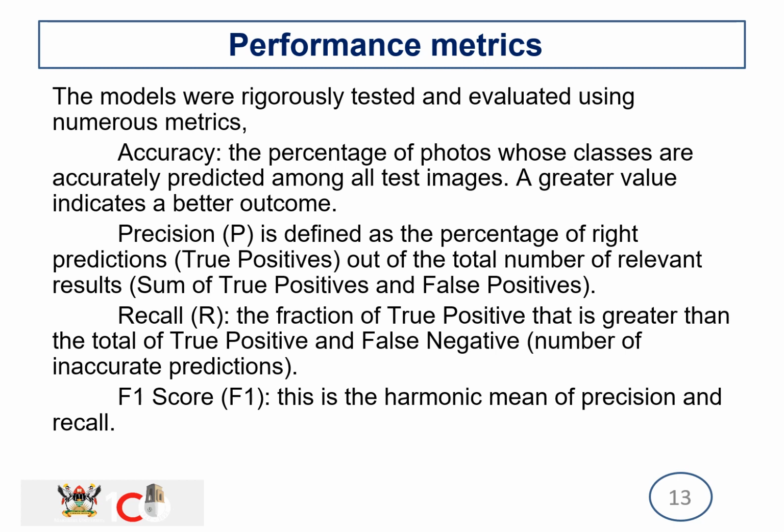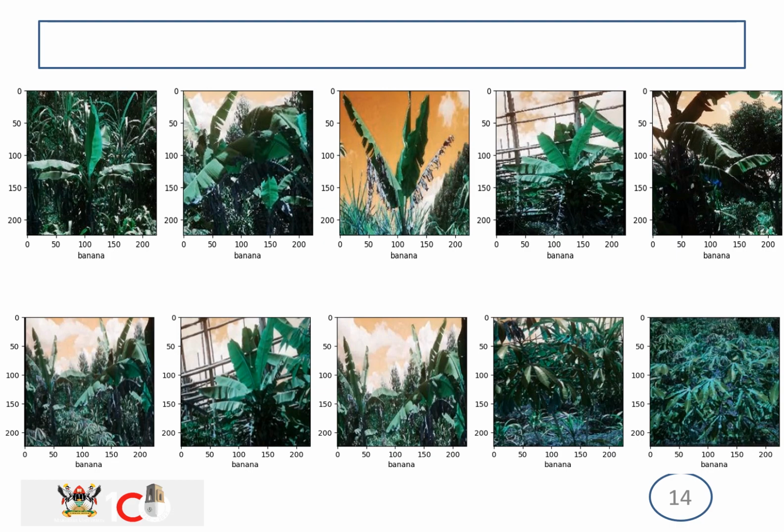The F1 is the harmonic mean of precision and recall, whereas the accuracy here we get by taking the percentage of images whose classes are accurately predicted among those from the test images, and actually have indicated that their outcome is much better. So those are the 4 metrics employed for this project case.